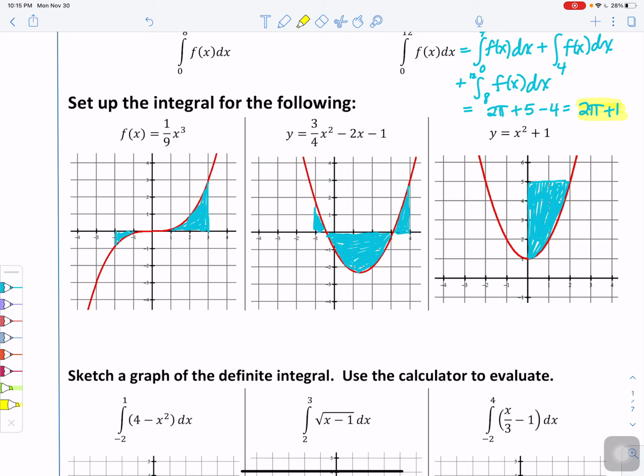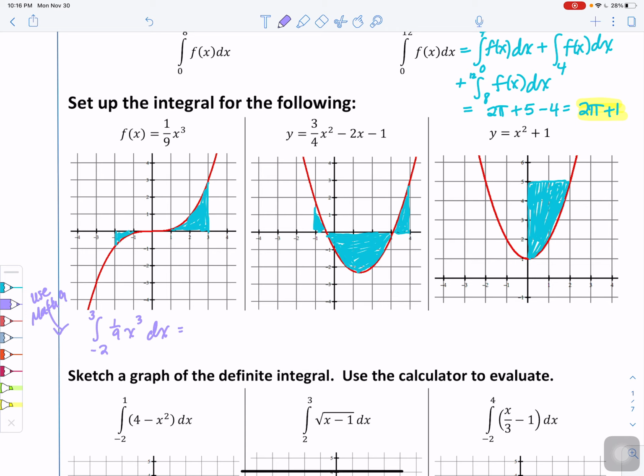So let's go ahead and begin with this first one. This is the integral from -2 to 3 of 1/9 x cubed dx. You could also write f of x dx if you'd like. And that's what that area represents. And if you want, you can go ahead and put it in the calculator in Math 9 and see what that actual area is. You know what? I think I'm going to use Math 9 on each one of these, just so you can get an idea of what this area is.